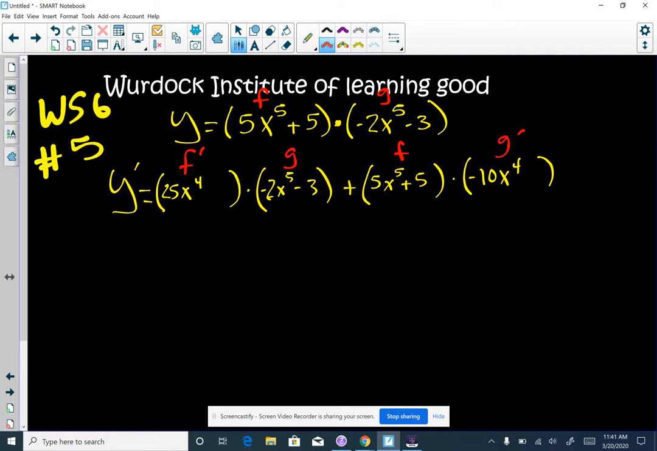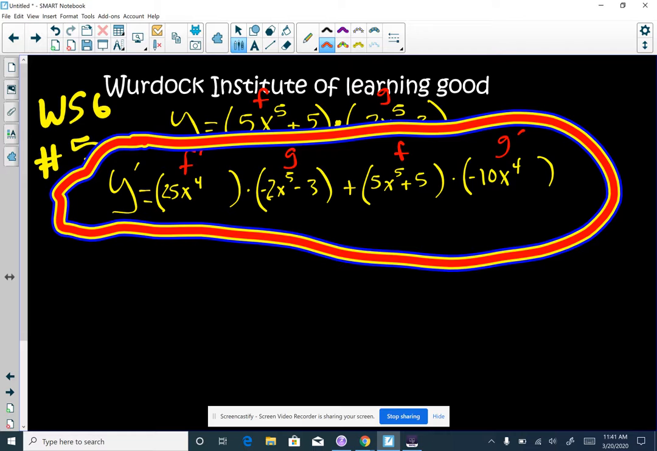Some books or assessments make you simplify this. They make you expand this by distributing, and then combine all like terms, pardon me. We're going to say we're done. That's how you do worksheet number 6, problem number 5.